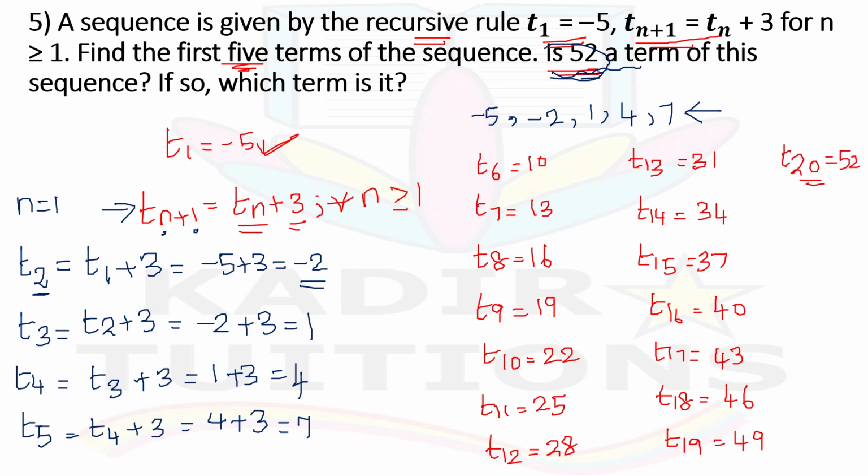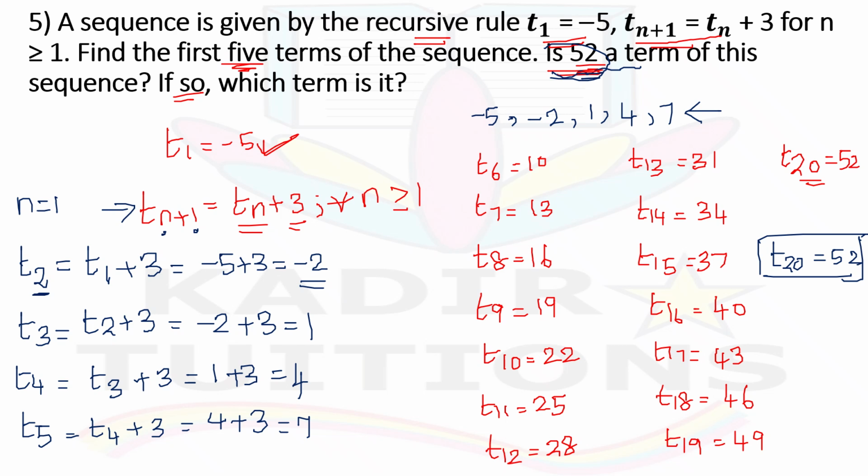So 52 is a term in the given sequence. And if it is a term, which term is it? They are asking which term this is. The 20th term, T20, which is 52. The 20th term of the given sequence is 52. This is how we can conclude. The same question is asked in AP, where we have a different formula that we will see in our second exercise.